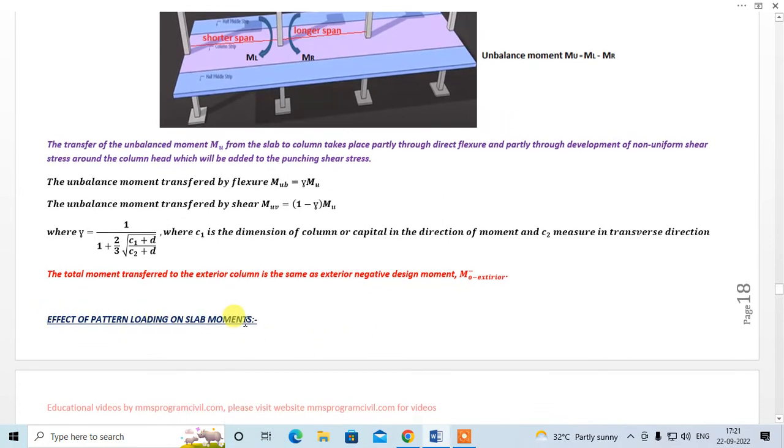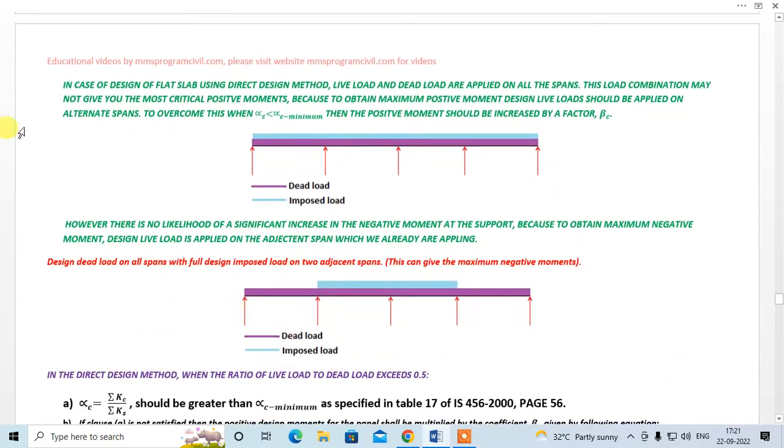Effect of pattern loading on slab moment, right? Okay. In case of design of flat slab using direct design method, the live load and dead load are applied to all the spans. That is what we studied. Okay, this load combination may not give you the most critical positive moment because to obtain the maximum positive moment, design live load should be applied on the alternate span. Okay, we get maximum positive moment when we apply live load on alternate span, but here we are applying it on all the spans, right? So there are chances that the positive moment which we get over here may not be critical, right?